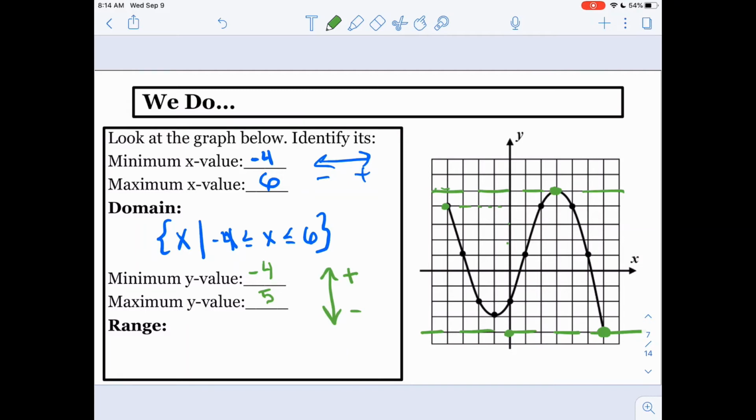Now that you know the minimum y value and maximum y value, pause the video here for 60 seconds while you write the range. The range should look like all the values between -4 and +5. I'm using the "or equal to" notation because all of my maximums and minimums were closed circles.